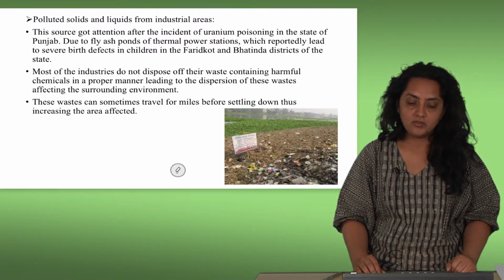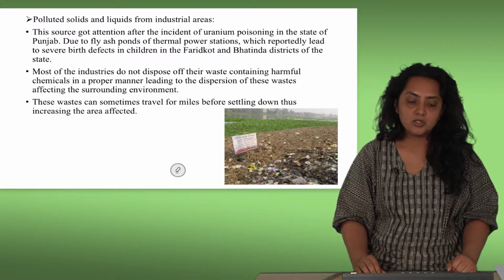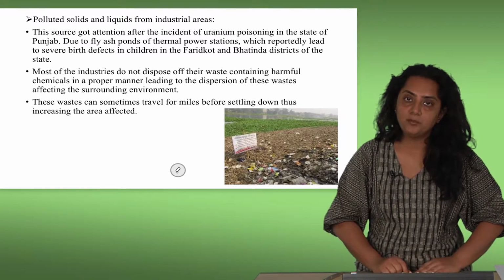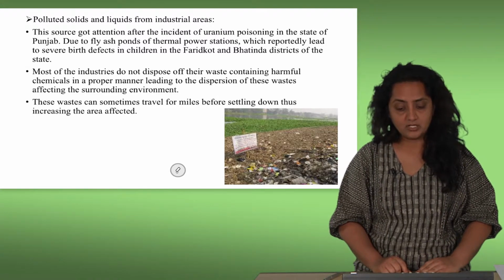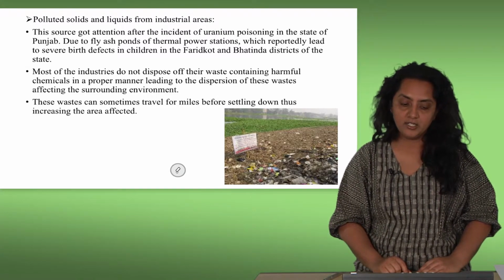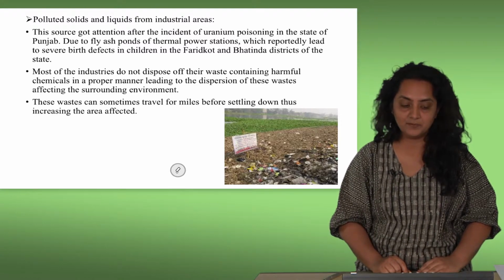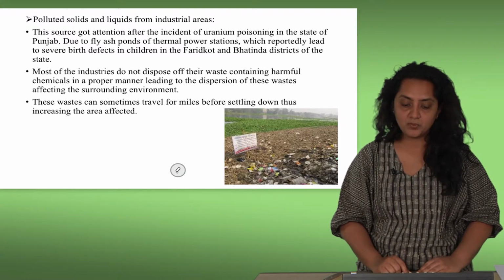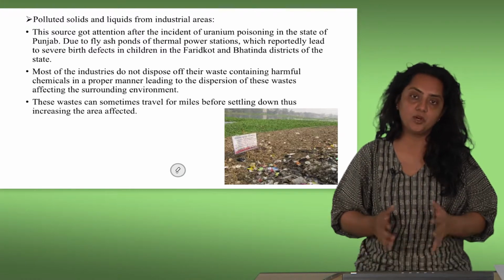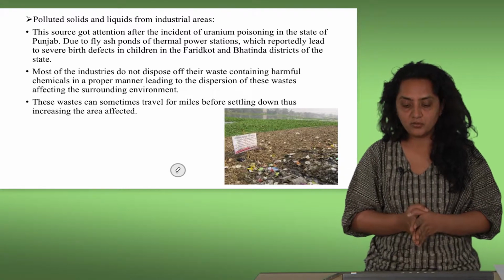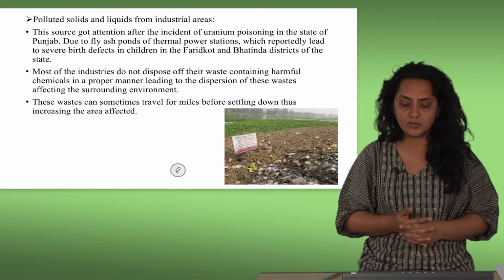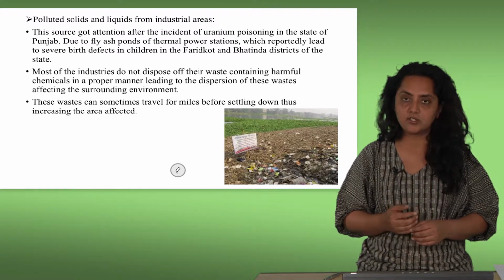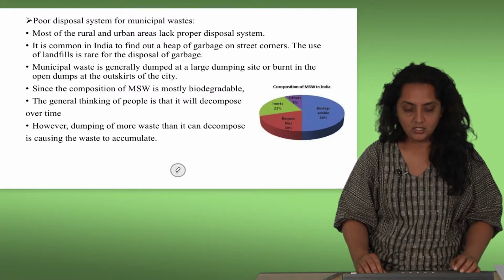Polluted solids and liquids from industrial areas. This source got attention after the incident of uranium poisoning in the state of Punjab due to fly ash ponds of thermal power stations, which reportedly led to severe birth defects in children in the Faridkot and Bhatinda districts of the state. Most of the industries do not dispose of their waste containing harmful chemicals in a proper manner, leading to dispersion of these wastes, affecting the surrounding environment. These wastes can sometimes travel for miles before settling down, thus increasing the area affected.